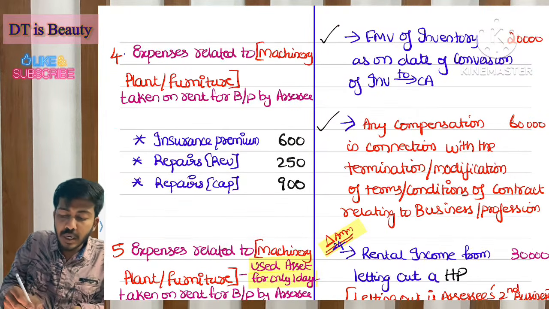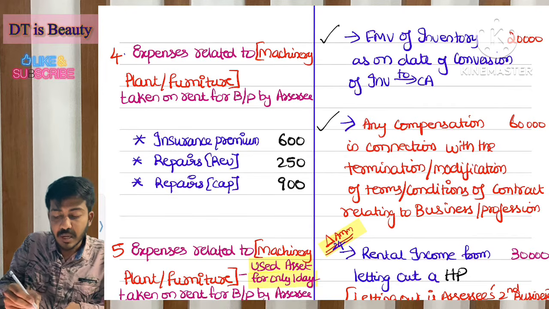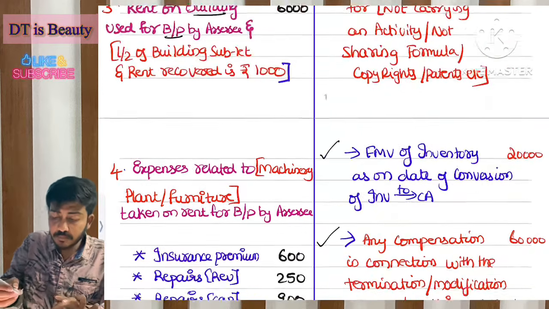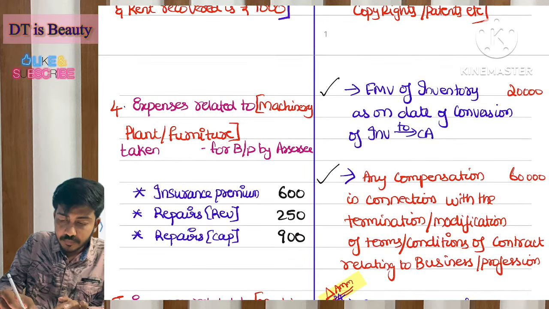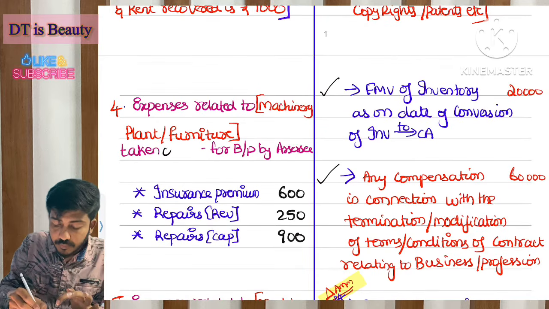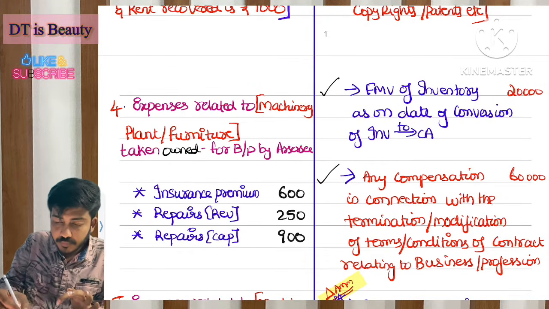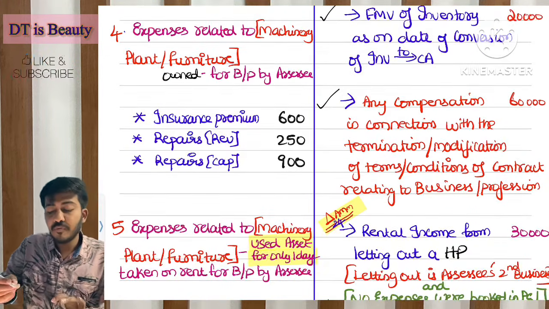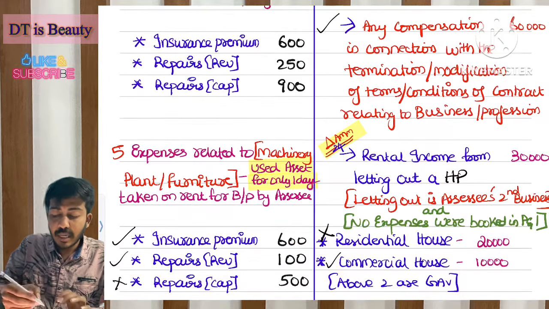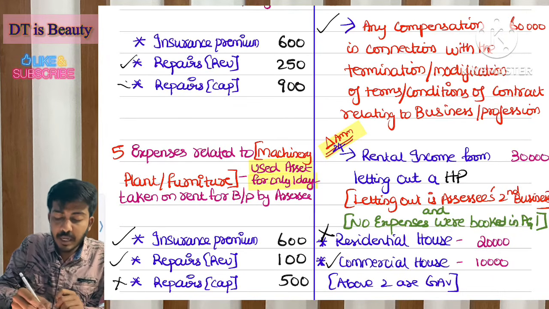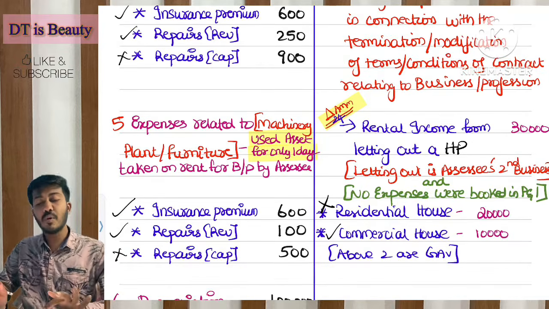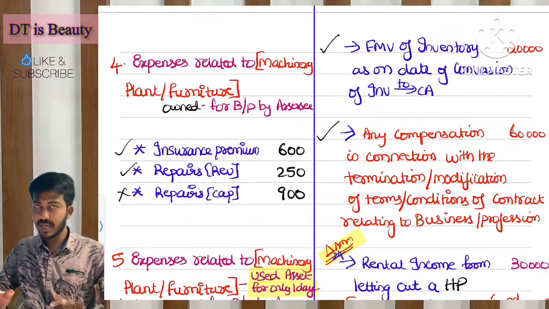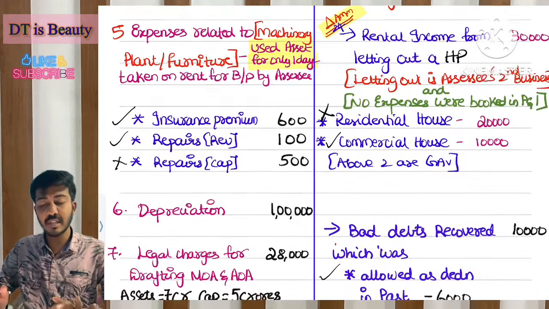Come to the owned asset, plant and machineries, which is owned one. Owned, for business or profession, it is used by the assessee. Repairs, is it included? Revenue, yes. Capital, no. Insurance can be taken happily. This is what we have learned about section 30 and section 31.